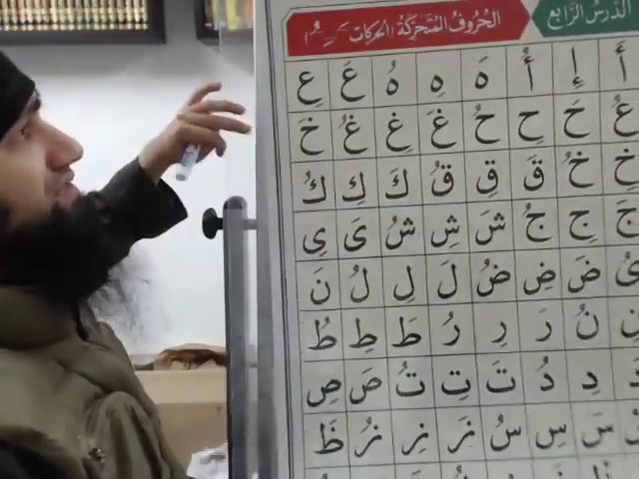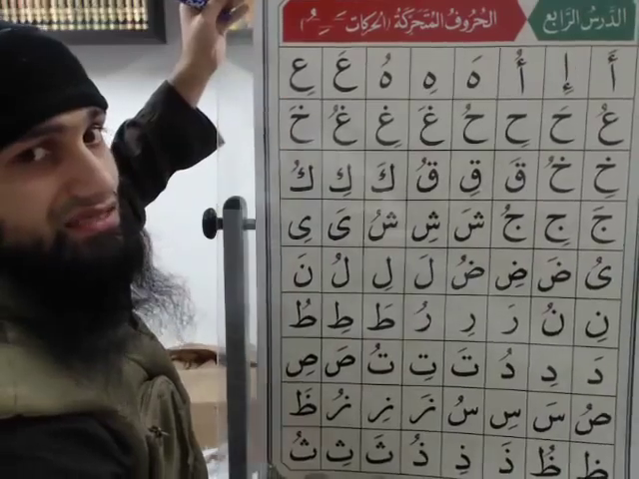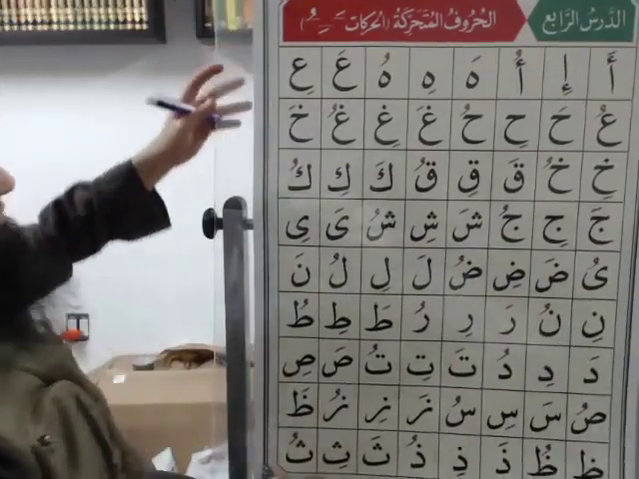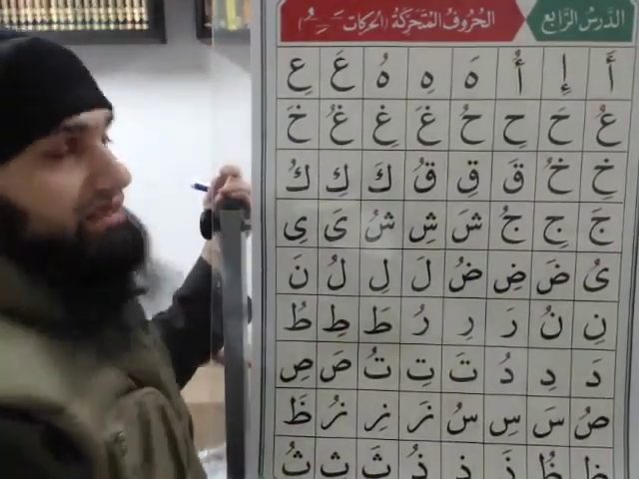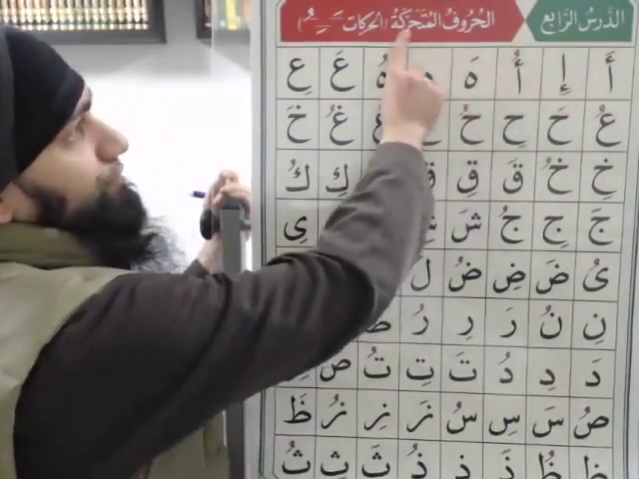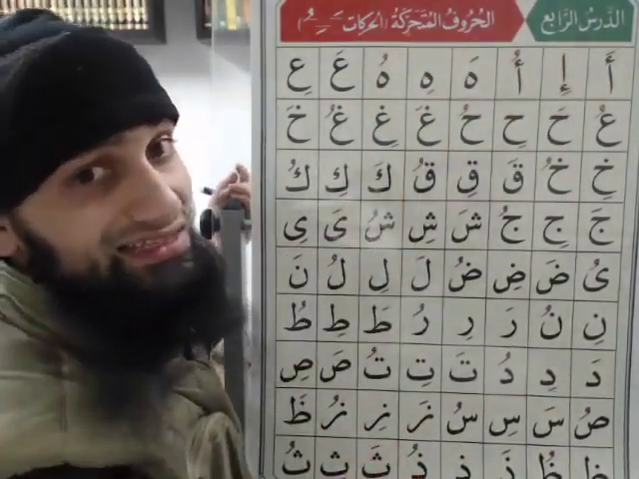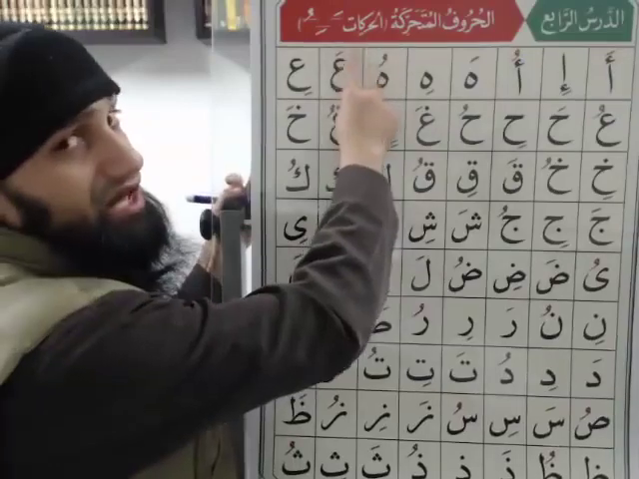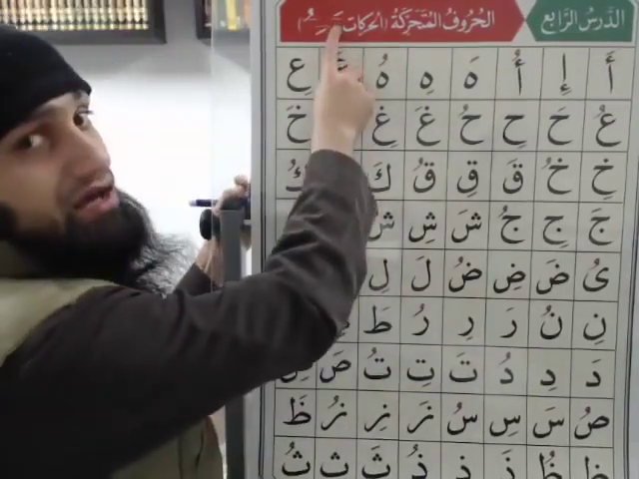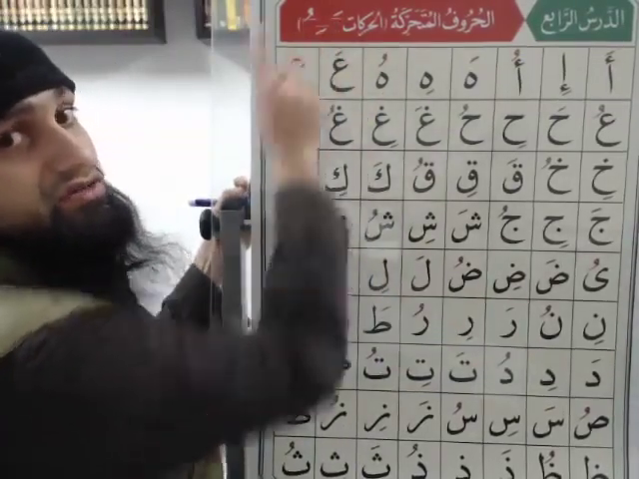So for practice, here we have lesson number 4: الدرس الرابع, lesson number 4, الحروف المتحركة, voweled letters. The حركات we covered: فتحة, كسرة and ضمة.